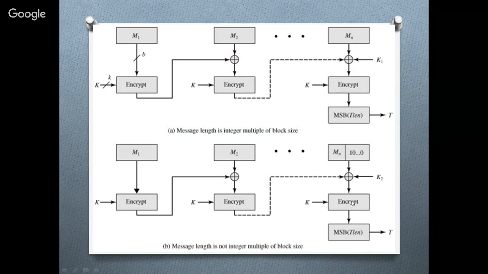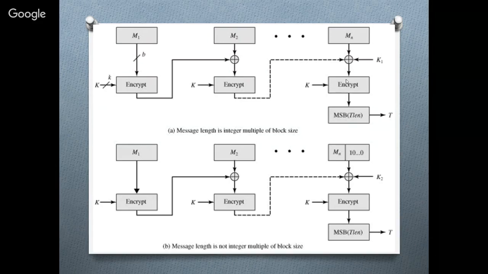It is given to the encryption algorithm with the key value, and it produces the hash code, the MAC code, over here. If the padding is not done, you use the first key value, then XOR, and the same process goes on over here.